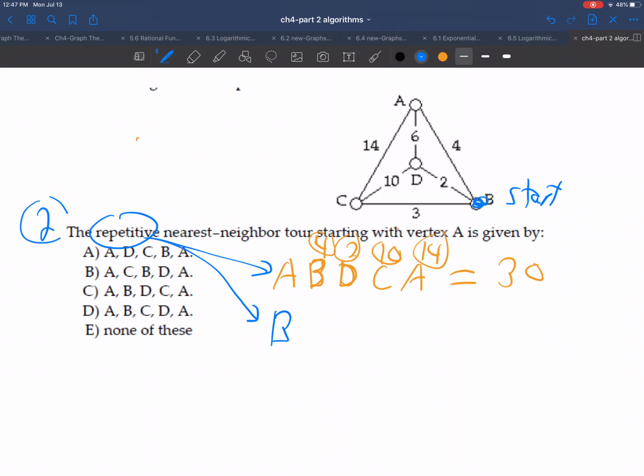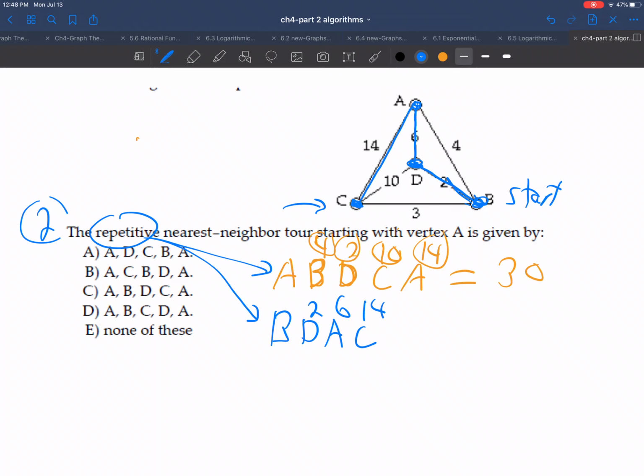So if you're starting at B, what's the nearest neighbor? 4, 2, or 3? Well, it's the 2. Go to D at 2. Okay? B, D, that's 2. Now from D, what's the nearest neighbor? 6 or 10? 6. A for 6. And now we've only got one city left. We have no choice. This is the only city left we haven't visited. You got to go to C, even though it's 14. When you only have one city left, you have no choice. You have to go to that city no matter what the number.